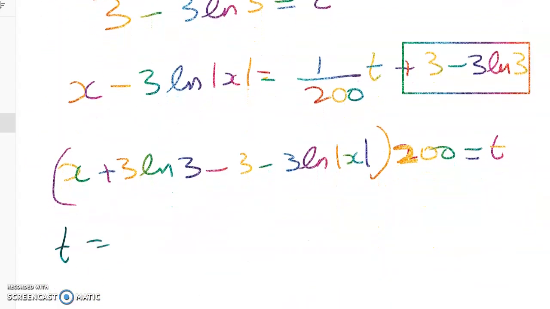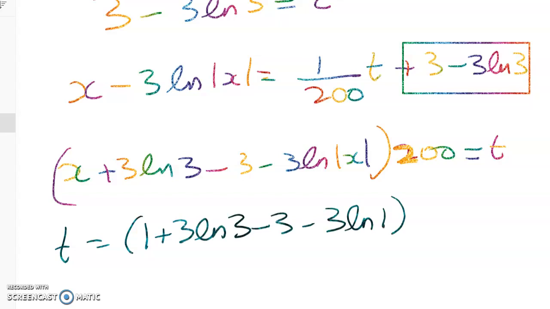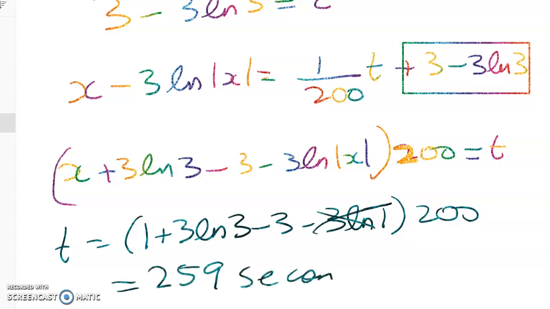t is equal to (1 plus 3 log 3 minus 3 log 1) times 200. That goes, of course, and we end up with t is equal to 259. I think we're working with seconds to 3 significant figures.